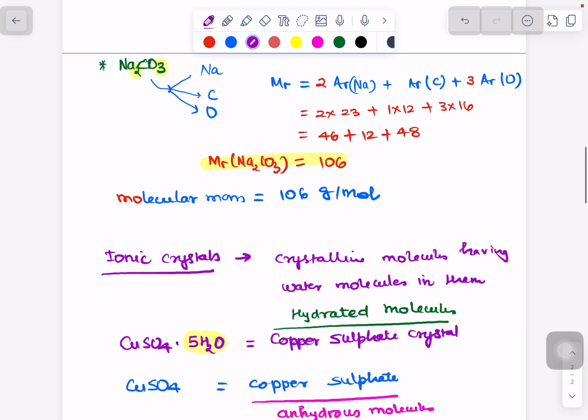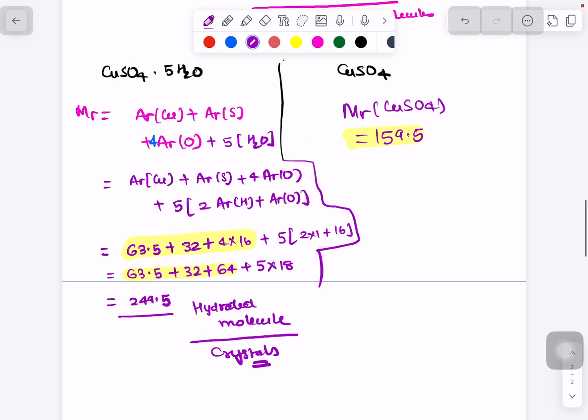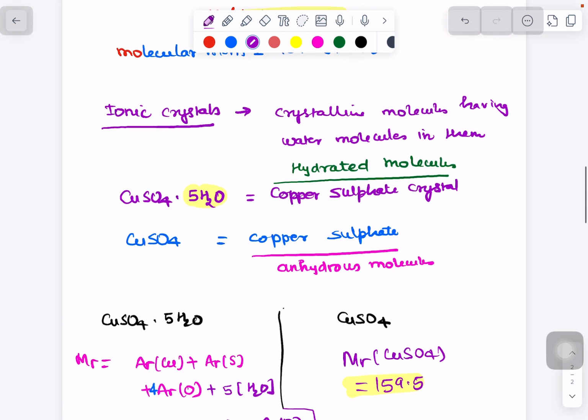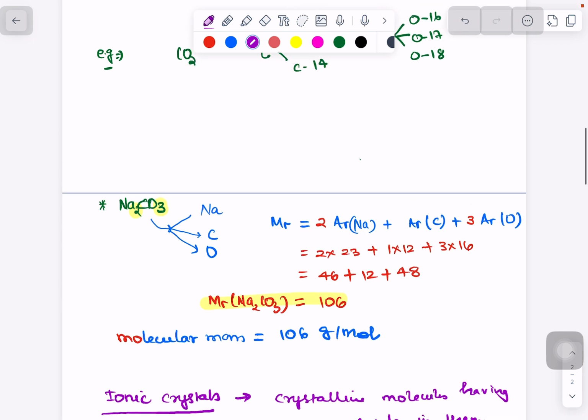Okay, so just to remind you once more, the hydrated molecules or the crystalline molecules have H2O in them. That doesn't mean that you're going to multiply. No, you're going to add the molecular mass of water present in the molecule. Okay, just remember this. If you have questions, message me again. Thanks.